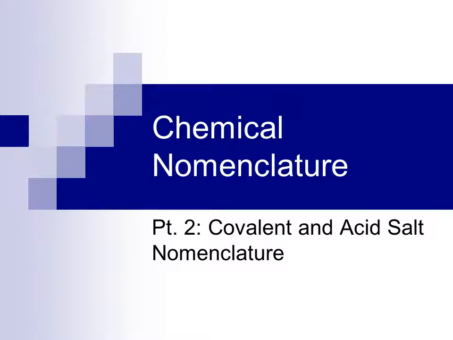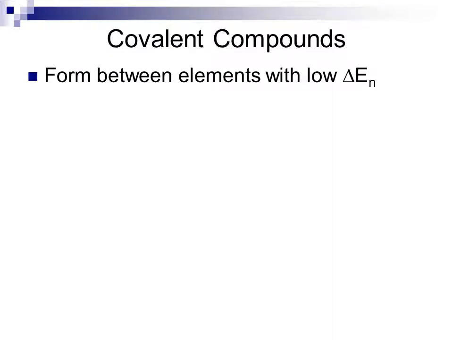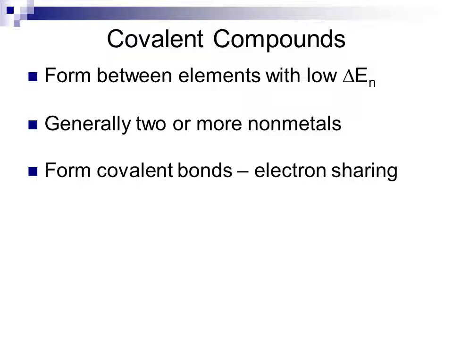Chemical Nomenclature, Part 2, looking at covalent and acid-salt nomenclature. Covalent compounds are those compounds which form between elements that have low differences in electronegativity, so they tend to be close together on the periodic table. Generally, they'll be two or more nonmetals, but they don't have to be. There can actually be metals which form covalent compounds.